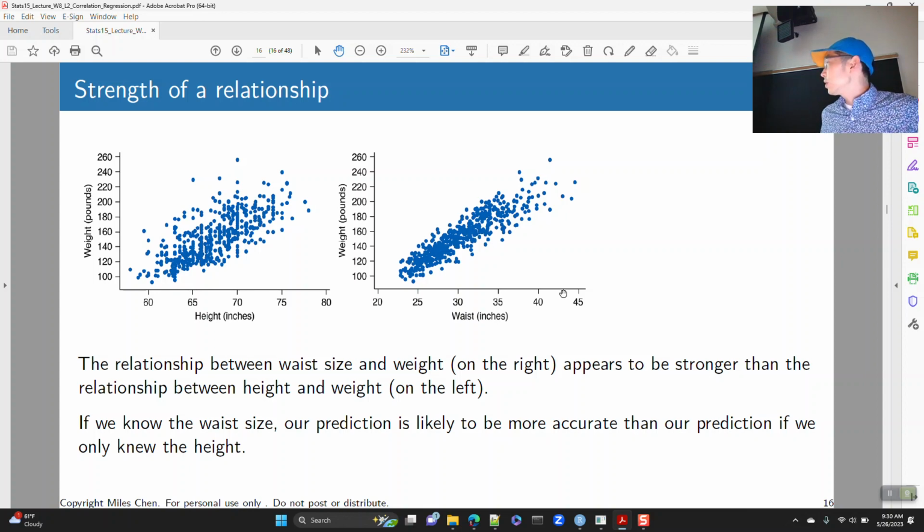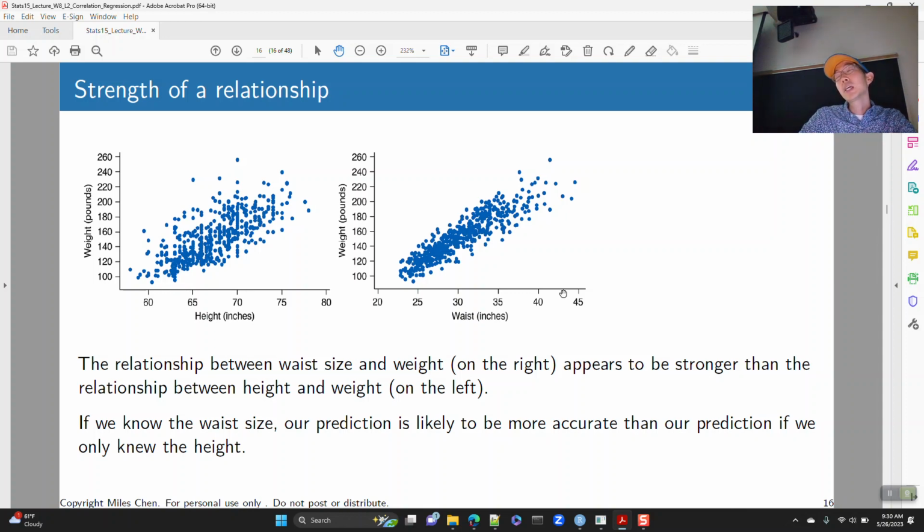Right? So here the y variable is weight, someone's weight, and the x variable on one is height, and on the right hand side we have waist size. Okay, so if you know someone's height, can you predict their weight?